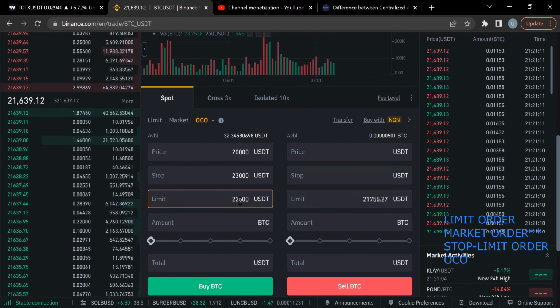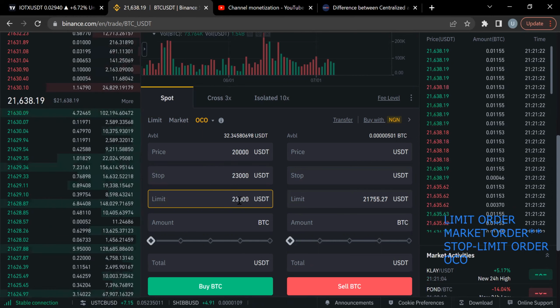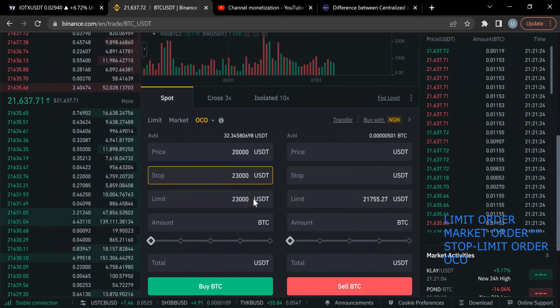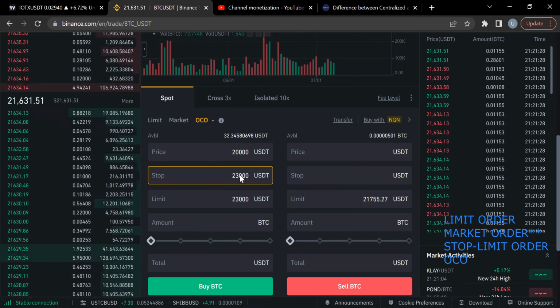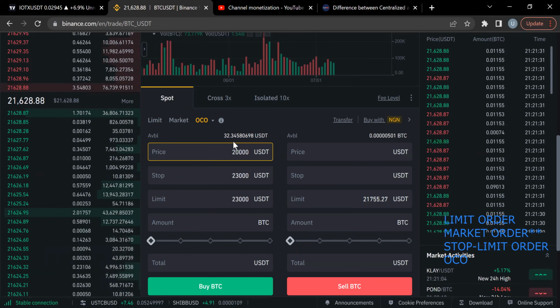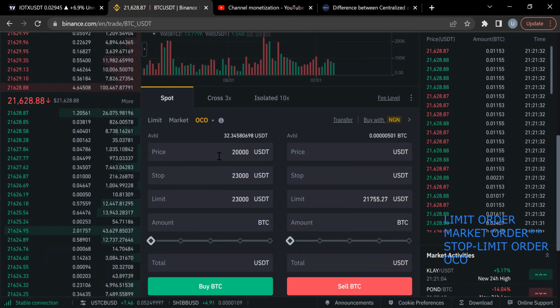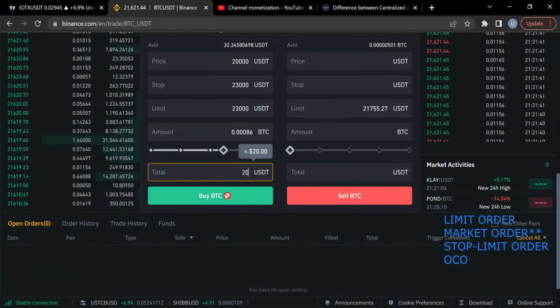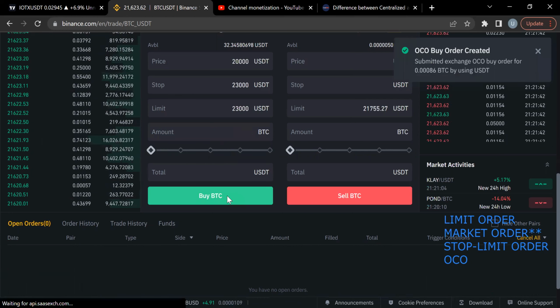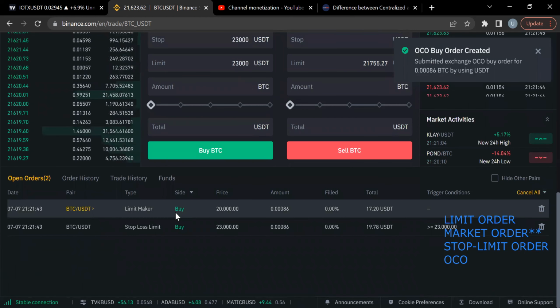So what is going to happen is that once price rises to 23,000, it's going to set an order for me at 23,000 and get it filled immediately. Once this one gets triggered, the other is going to be cancelled. And if it's the other one that gets triggered first, this one is going to be cancelled. So you put the amount, let's say $20 in USDT, and click on buy. So it's opening two orders for you.